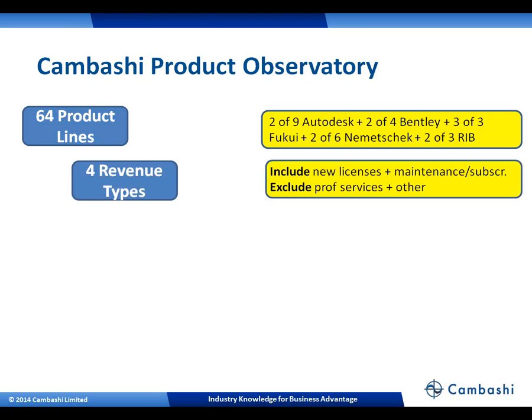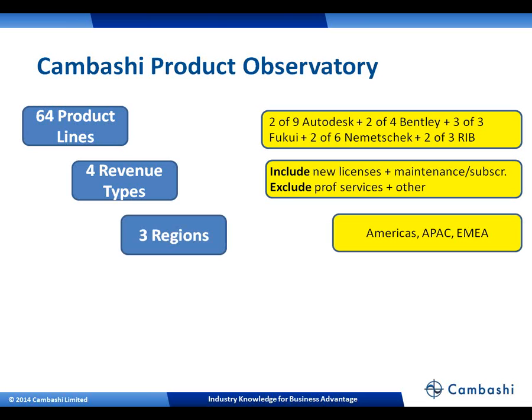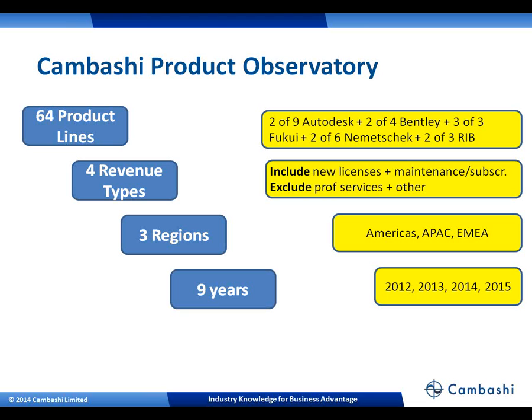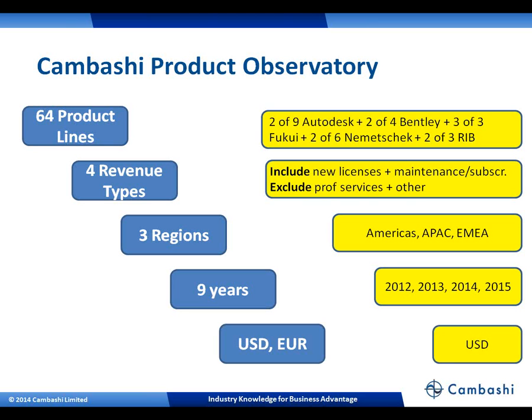Next, we're going to need to choose revenue types. I'm interested in total software, so I will include new licenses and maintenance or subscription fees, and I will exclude professional services and other revenues. Next, we need to look at regions. Of course, for this we want all 3 regions. And I'm going to select 4 of the available 9 years. I don't want too much history or too much of the future. And finally, we're going to work in US dollars.